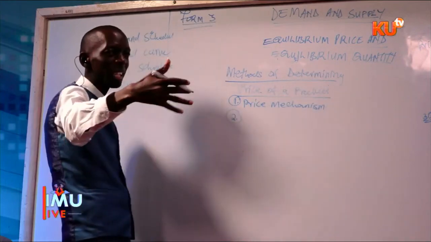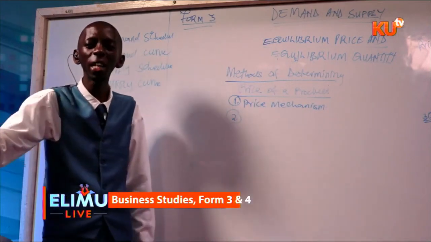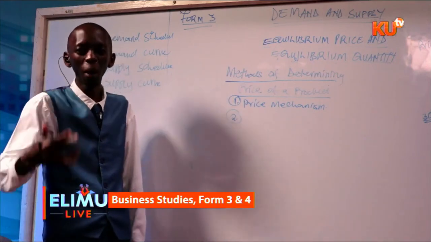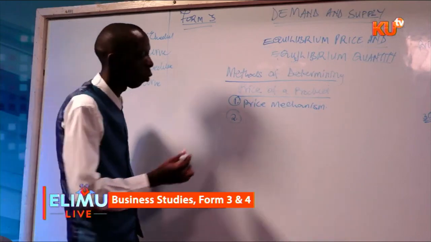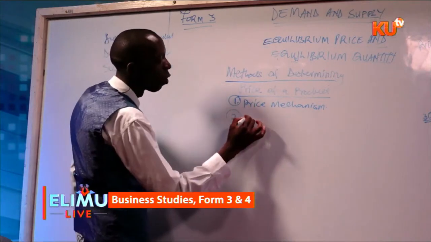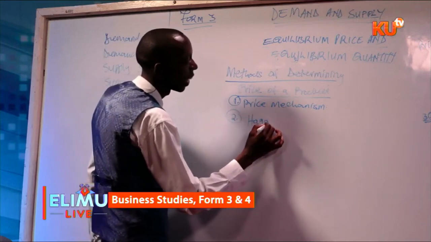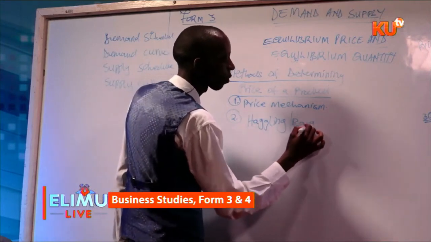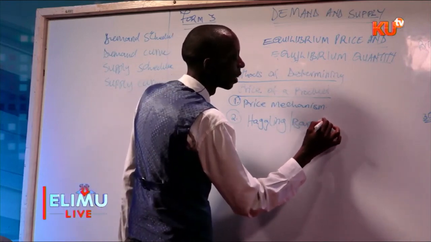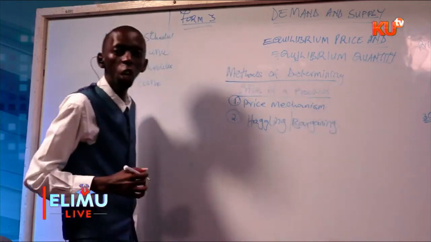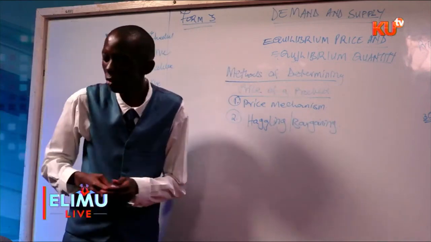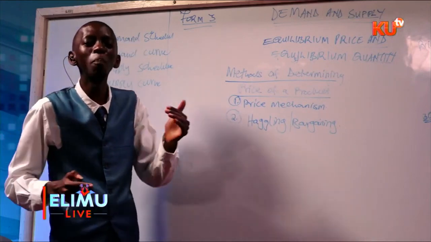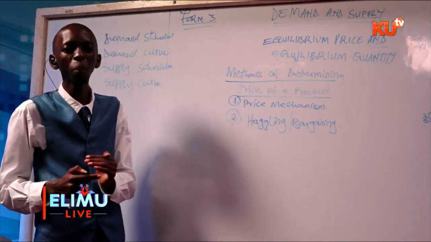Now, in an exam, you can be asked, other than the price mechanism method, explain other methods of determining the price of a product. One, we have haggling, or bargaining. I know you have experienced this. This is whereby the seller and the buyer negotiate on the price of the product.